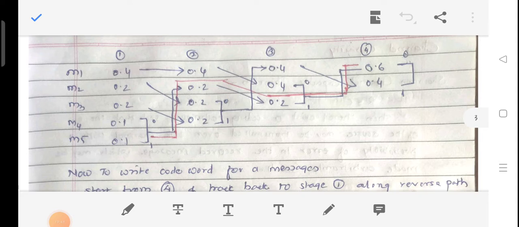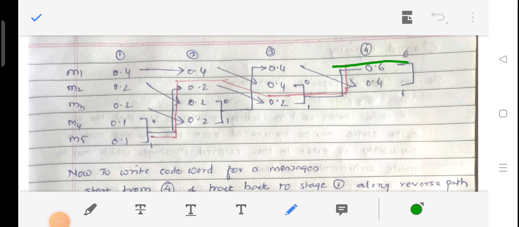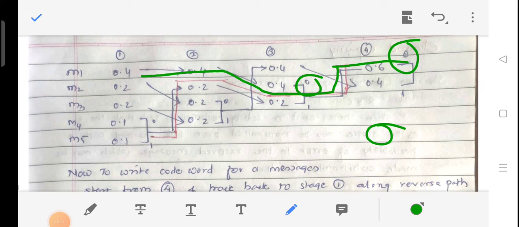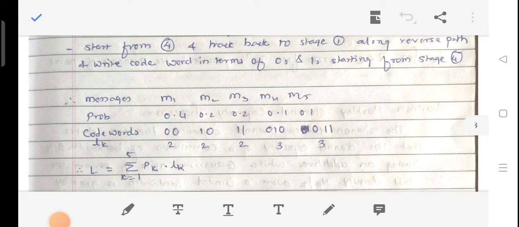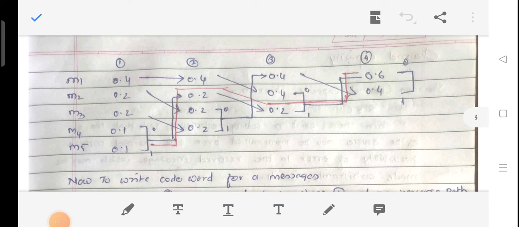I have this 0; assign those zeros in the reverse path. This is my path, so in the reverse path we have this 0, this 0, and here another 0. Write that 0. So the code word for M1 will be 0 0. Means you have to just identify the path from either the first to last stage or last to first stage, and to write the code word you have to move from the last stage to the first stage. So if we move from the last stage to the first stage till M1, I'm getting the digits in terms of zeros and ones as 0 0.